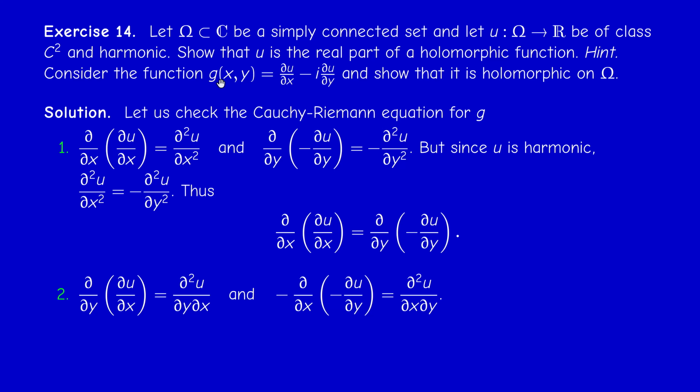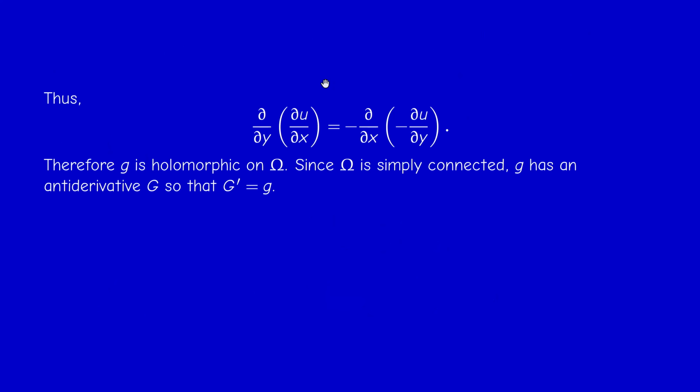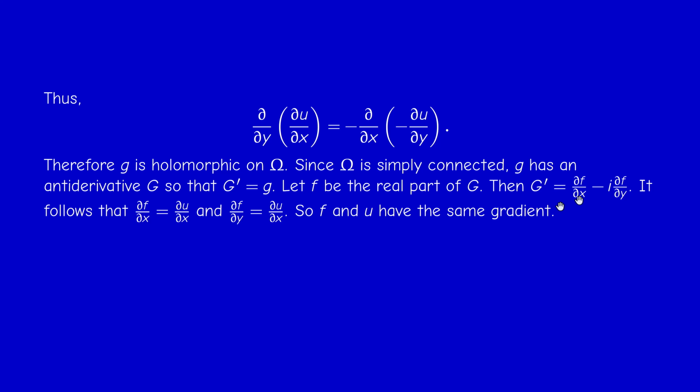Capital G prime is small g, and the real part is del u over del x, and the imaginary part is that. So if I identify the two, because G prime is small g, small g is del u over del x minus i del u over del y. So by identification, I get these two equations.